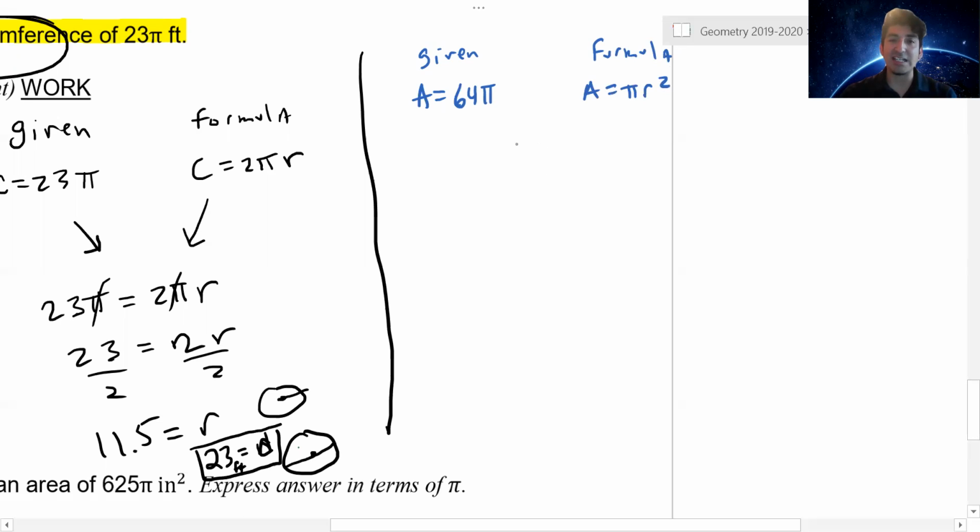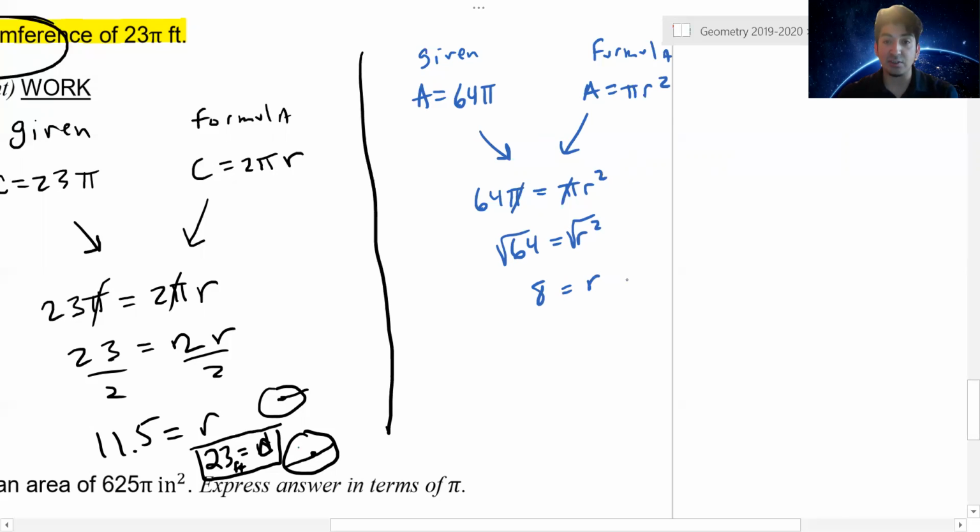I'm going to combine them. So I have 64 pi is equal to pi r squared. Now I'm going to cancel out my pi's, and I get 64 is equal to r squared. Square root it, and so r is equal to 8. And that's the radius for this circle.